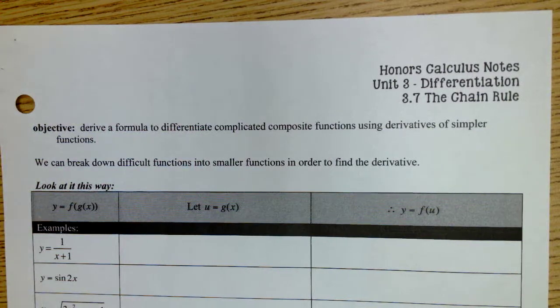We're going to start with lesson 7, which is called the chain rule. This is the last lesson in this unit. It's not particularly hard, but it's about doing nested derivatives. That's how I like to think of it, okay?